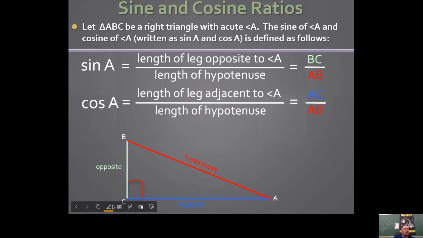Really useful trick. It's a little mnemonic device to help you remember sine, cosine, and tangent and how they're defined. It is SOH CAH TOA. This means sine is defined as the opposite leg over the hypotenuse. Cosine is defined as the adjacent leg over the hypotenuse. Tangent is the opposite leg over the adjacent leg.